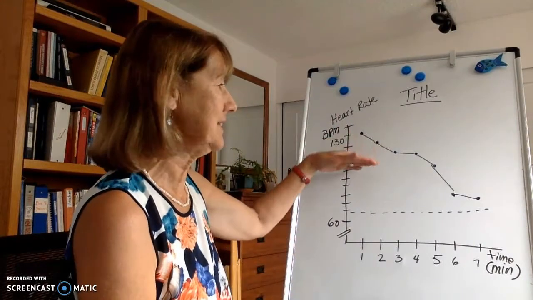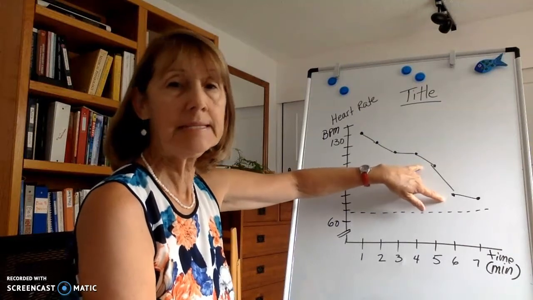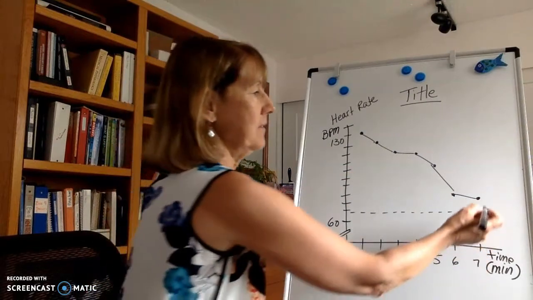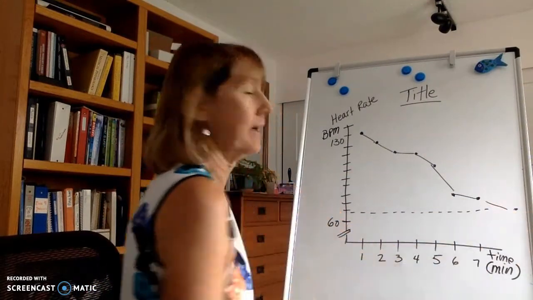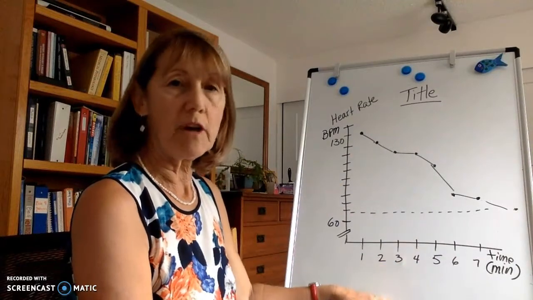So this gives you a good indication. Okay, there was a big drop. There was really a big drop between 5 and 6 minutes, but I didn't quite get down to resting. And had you given it enough time, you would be back down again. Okay, but you can only measure it for 7. So this is what your graph is going to look like.